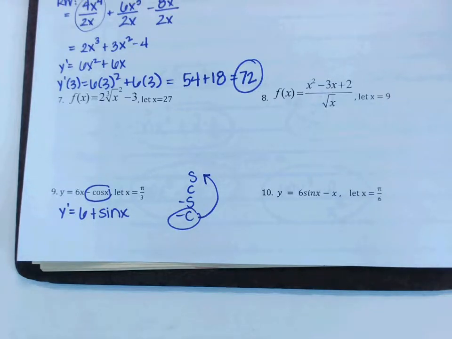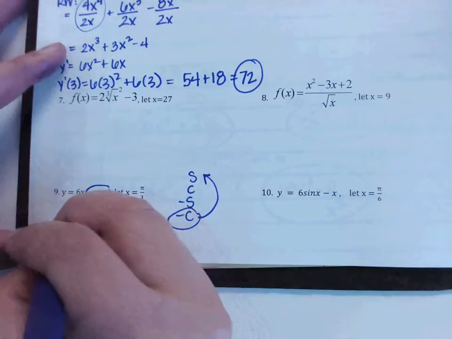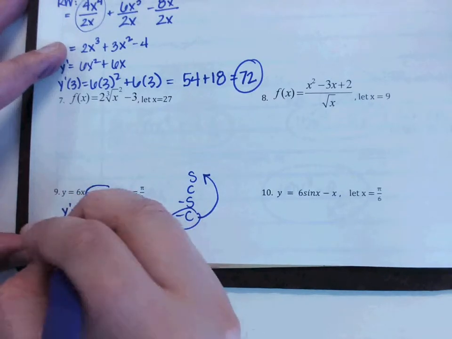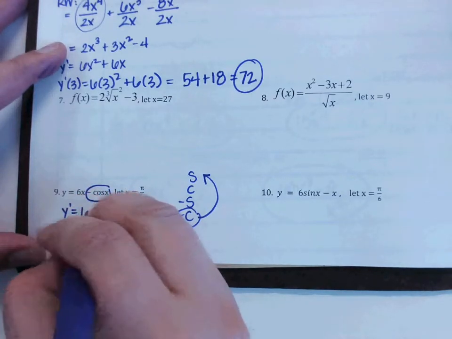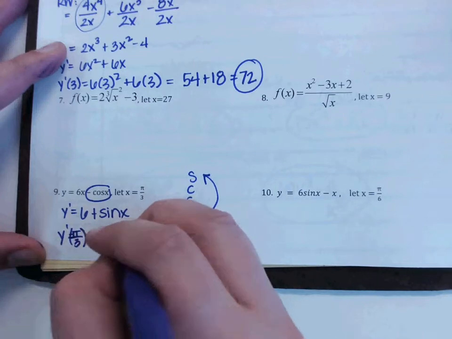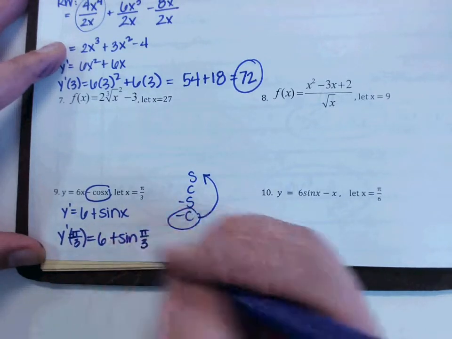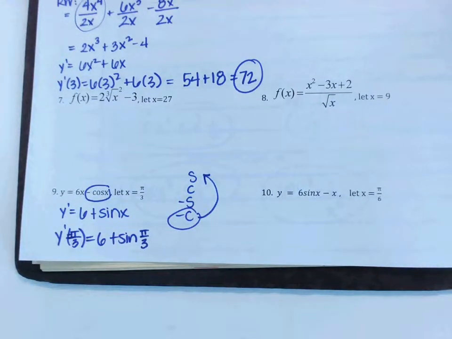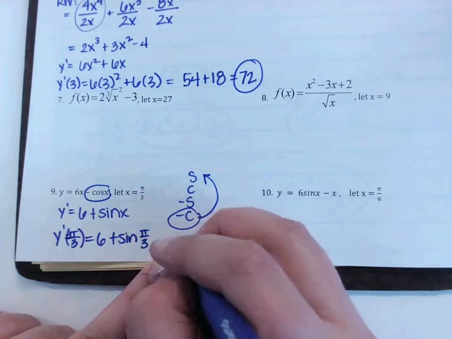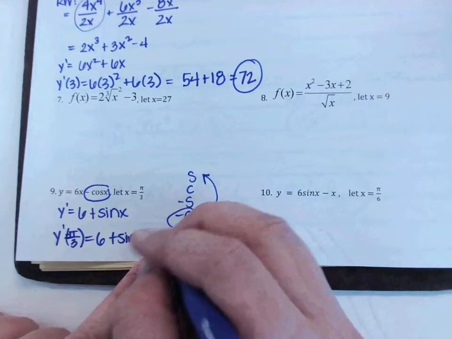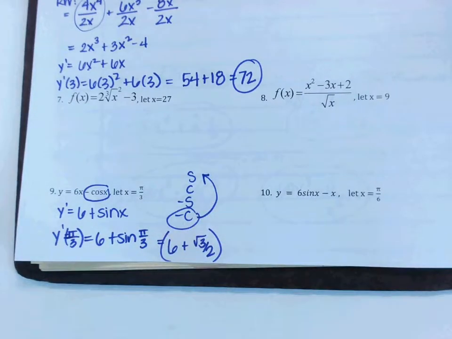And then from there, we're plugging in pi thirds. So y prime equals, oops, I should have put a pi thirds here. 6 plus the sine of pi thirds. Okay, to hand trig, pi thirds is here. 0, pi sixths, pi fourths, pi thirds, fold it down. Sine's on the bottom, so it's root 3 over 2. So your answer is 6 plus root 3 over 2. And you would leave it just like that.